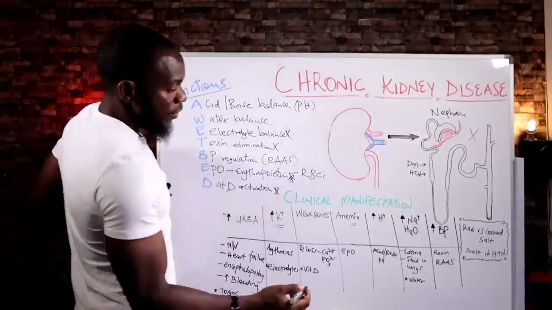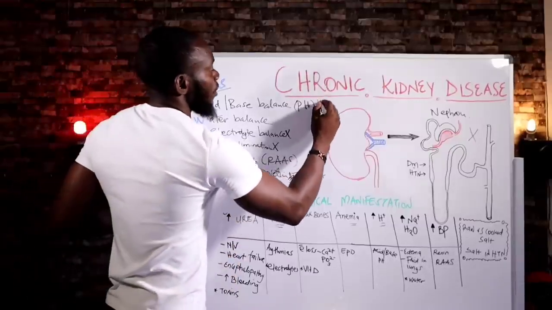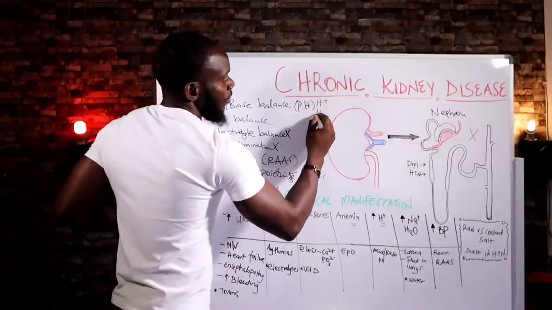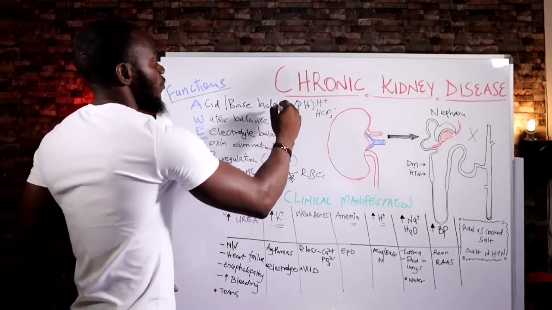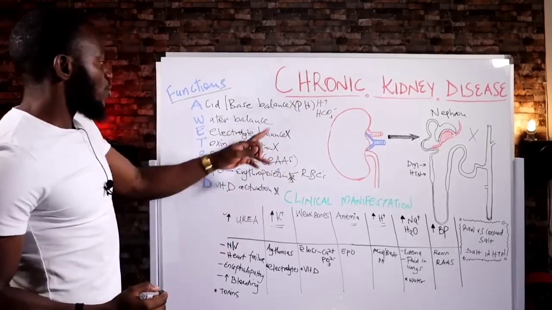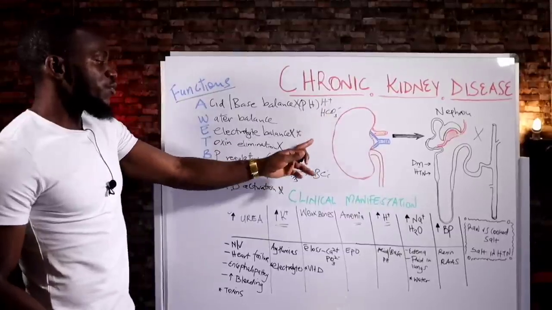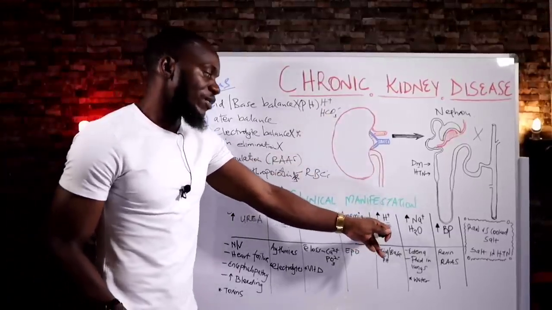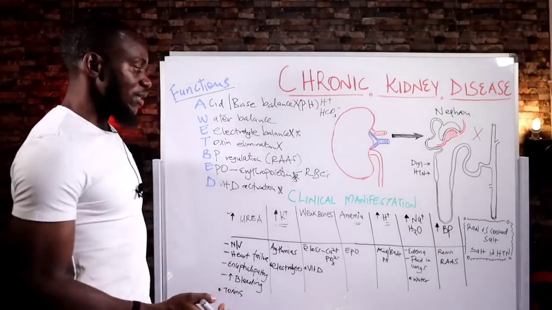Okay? Then we have, of course, hydrogen ion as a result of acid base, because here we are talking about hydrogen ions and bicarbonate ions. So hydrogen ions are a function of acid base balance and also electrolyte balance. So if you alter the kidney, then you alter these two functions, then you'll have an increase in hydrogen ions, and this will take you to acidosis. Okay? That is a problem.